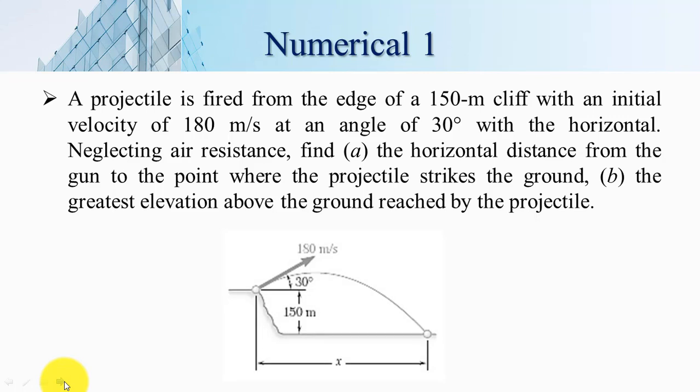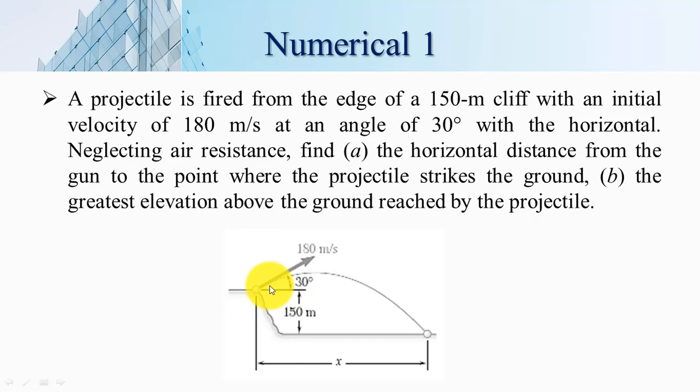So here the statement given is that a projectile is fired from the edge of a 150 meter cliff with an initial velocity of 180 meters per second at an angle of 30 degrees with the horizontal. By this statement we can get that 180 meters per second is the initial velocity, which we refer to as u. Then the angle of 30 degrees with the horizontal is theta, and the edge of the 150 meter cliff from where the projectile was fired is the origin.